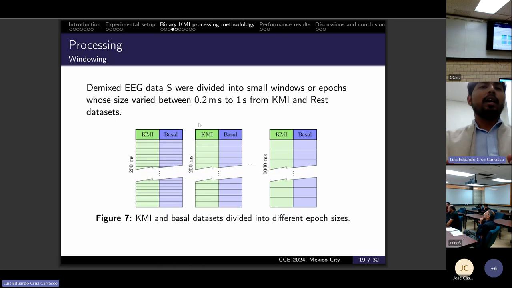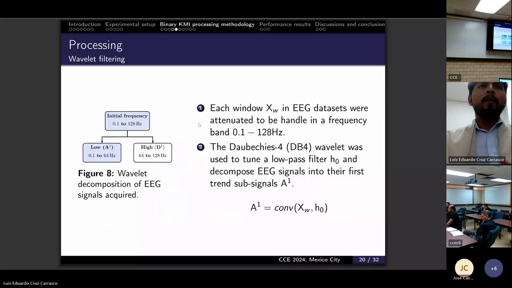Remember that every data set has the signals from the 20 electrodes in the cognitive headset. Every window was attenuated to handle a frequency band from 0.1 to 128 hertz. After that, we use the WG4 wavelet to tune a low pass filter, and with a convolution, we obtain the first-scale subsignal from our EEG data. So we pass from the first frequency band to a lower frequency band from 0.1 to 64 hertz.